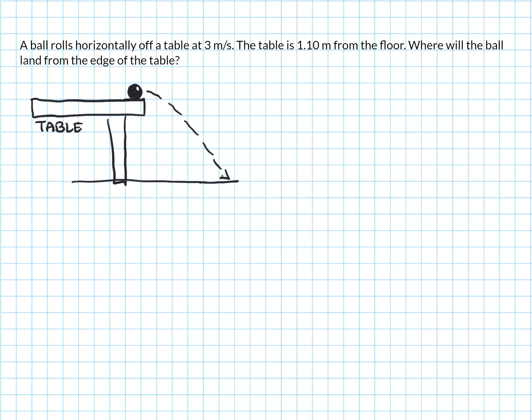The ball rolls horizontally off a table at 3 meters per second. The table is 1.1 meters from the floor. Where would the ball land from the edge of the table? So let's start with the end of this. Where would the ball land at the edge of the table?